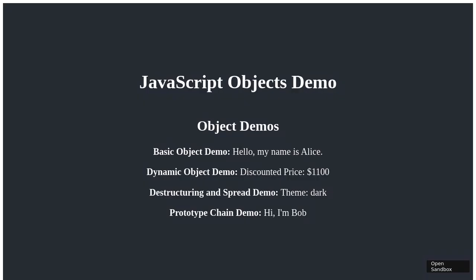Next, the dynamic nature of objects is highlighted with a discounted price calculation: "Discounted price: $1,100." Here, a new property is added to an object, and a method is modified to reflect this change dynamically. Following that, the use of destructuring and the spread operator is showcased. You'll see a message displaying the theme setting, "Theme: dark," illustrating how these modern techniques can make code more readable and efficient. Finally, the prototype chain is demonstrated as a person object introduces itself: "Hi, I'm Bob." This example underscores the power of inheritance and shared methods through prototypes, a cornerstone of JavaScript object functionality.